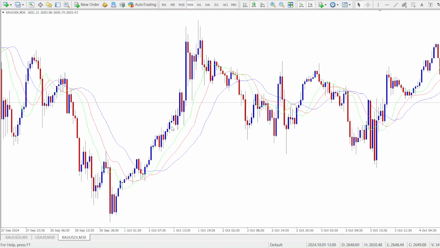And then for the uptrend, you can see here, as the lines were widening apart, the uptrend was quite strong.